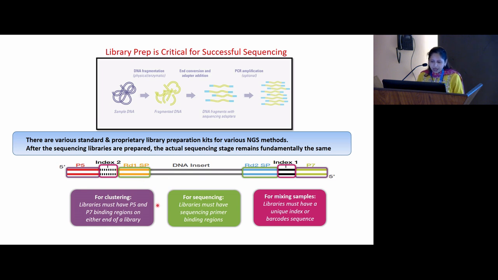For sequencing, libraries must have sequencing primer binding sites, which are the read 1 specific primer binding site and the read 2 specific primer binding site. And for pooling of the libraries, each library must have a unique index or barcode sequence, due to which we can multiplex many samples together in a single run. And after using these indices, we can demultiplex them.